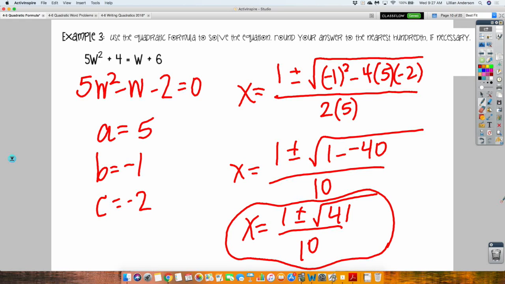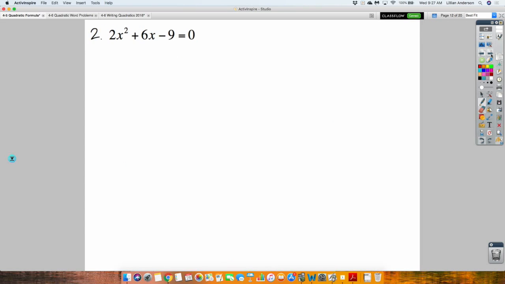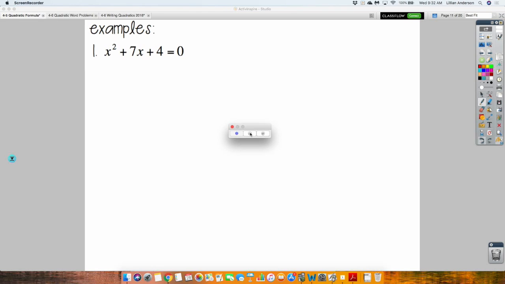Are there any questions on quadratic formula before I get to another example? Okay. On your desk, I want you to do this one. Okay. Alicia, what's A, B, and C? A is 1, B is 7, C is 1.